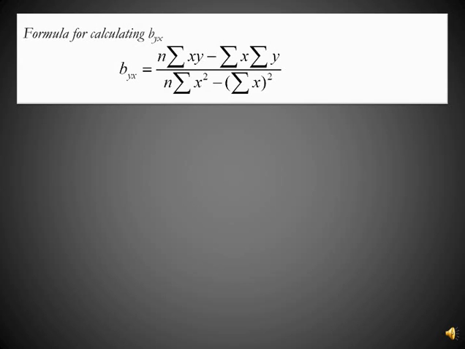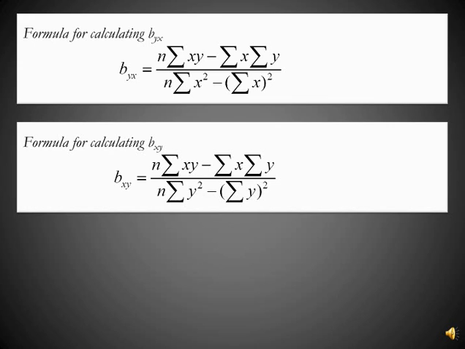Now, we'll learn the formula for calculating byx. Byx is equal to n multiplied by sigma xy minus sigma x multiplied by sigma y, divided by n sigma x square minus sigma x whole square. So learn this formula: n sigma xy minus sigma x into sigma y, divided by n sigma x square minus sigma x whole square.